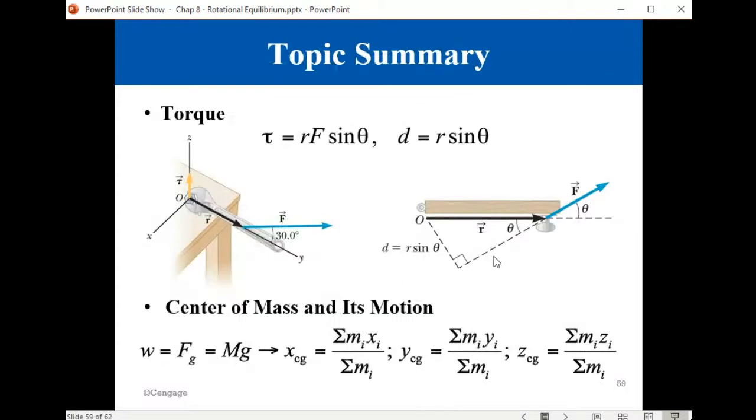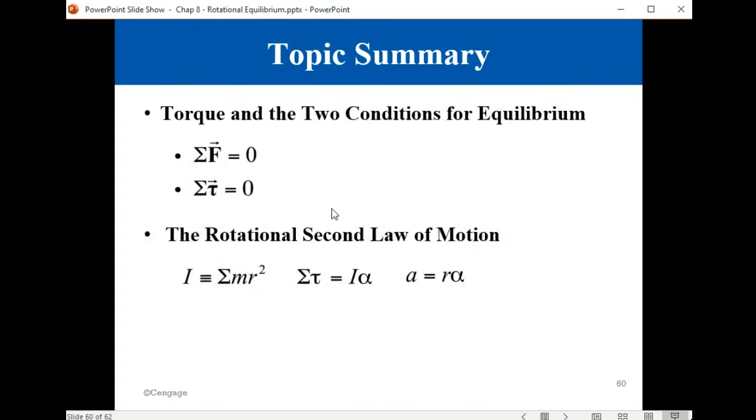We are done with this chapter. In this chapter, we learned about torque as the physical quantity needed for rotational motion. You cannot get any angular acceleration without a net external torque. We learned how to calculate the torque. We learned how to calculate the center of mass coordinates. We learned about the conditions of equilibrium.